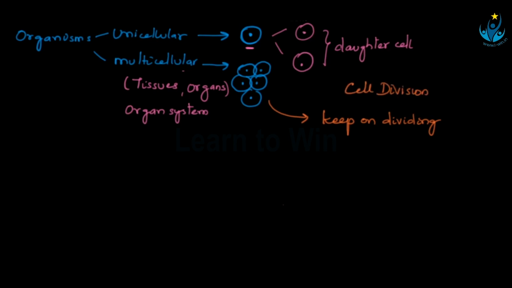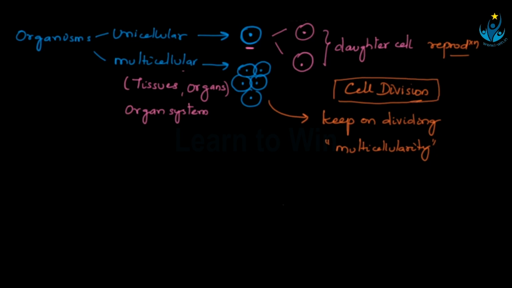Now, whether it is as a part of reproduction, or to maintain the multicellular nature of the organism, whatever it is, cell division is the most essential thing in a cell's life. In fact, we use a term called the cell cycle. Now, this is an interesting word.